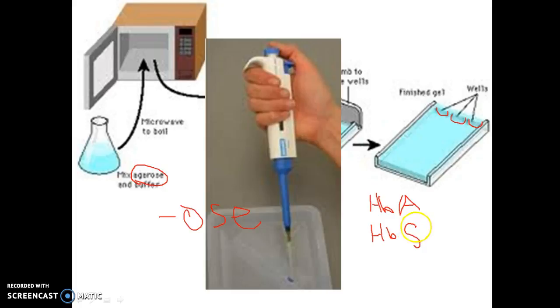S stands for sickle, so you'll have sickle hemoglobin. And then you'll have your patient, which is a big mystery. Ooh, what does our patient have? I'll give you a hint, the patient is not always the patient from your packet, because he has sickle cell anemia. You don't know what you're getting. There's all different patients. You're going to load each sample into its own separate well.